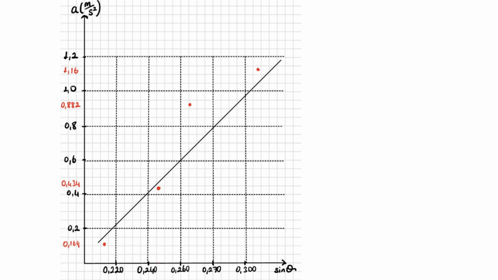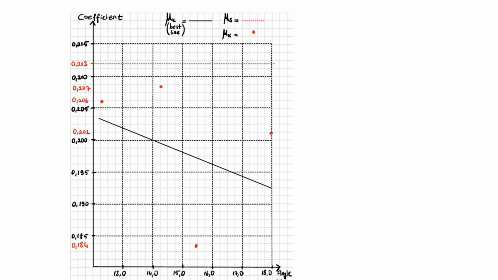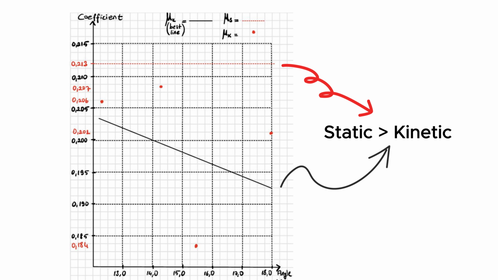In plot 1, the acceleration increased almost linearly with sine theta, and in plot 2, again, we see the static coefficient is bigger than the kinetic coefficient. The errors are mainly caused by angle measurement uncertainty, reaction time while timing the motion, and small imperfections on the surface. Overall, the experiment clearly demonstrated the expected behavior of friction and matched the theoretical predictions.